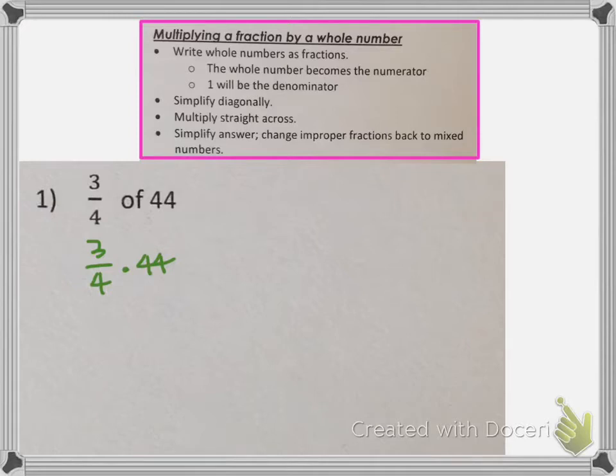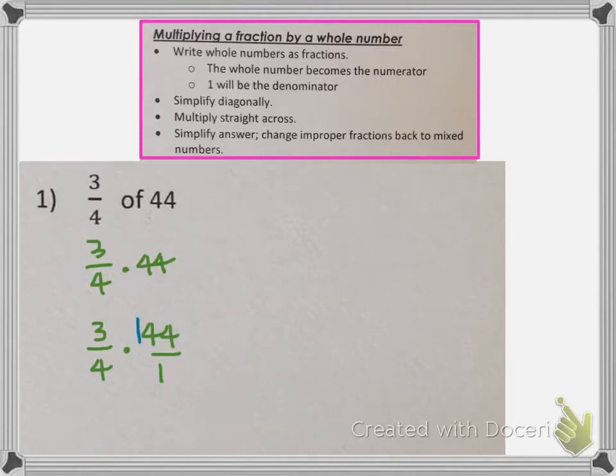And if we look at this little blurb in the pink box, it says we need to write whole numbers as fractions first. The way we do that is the whole number becomes the numerator and 1 will be the denominator. So we don't change anything about 3/4, but 44 is going to be written as a fraction, 44 over 1. Now it's a fraction, and now we can begin the process of multiplying. So the next step is to simplify diagonally. That means I'm going to be looking at my diagonal pairs and seeing if they can be simplified.